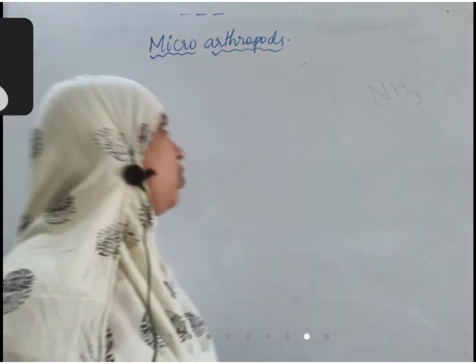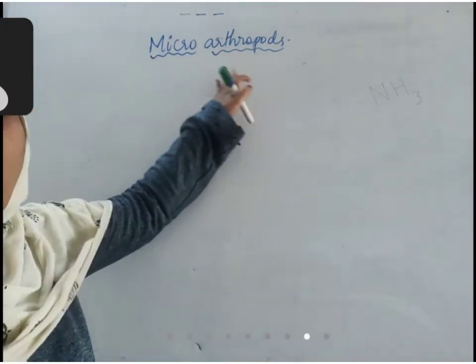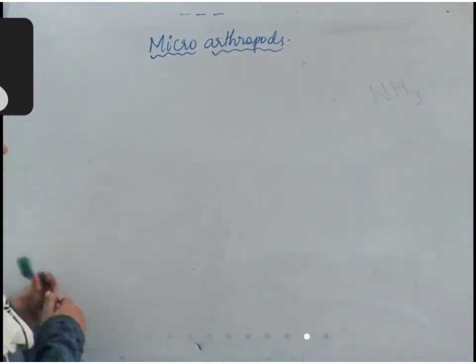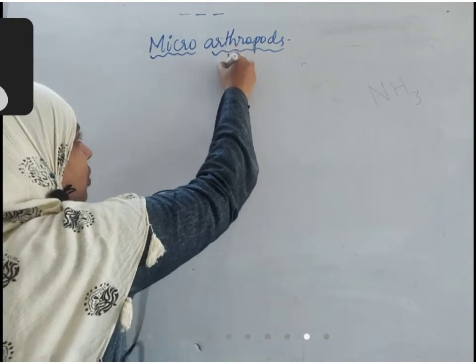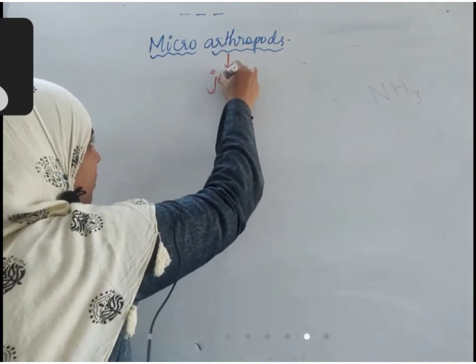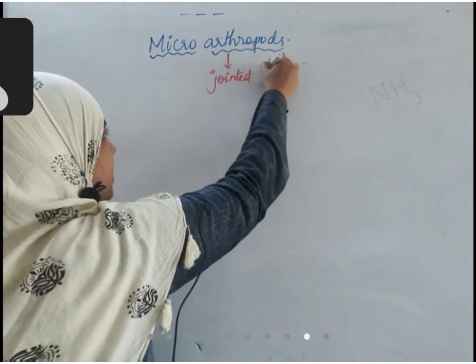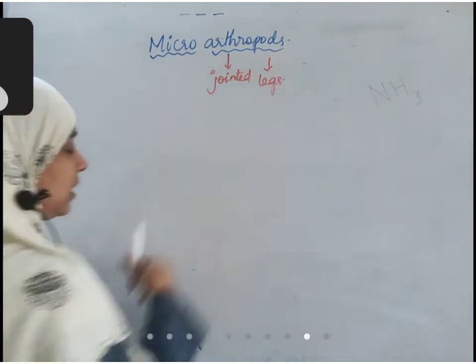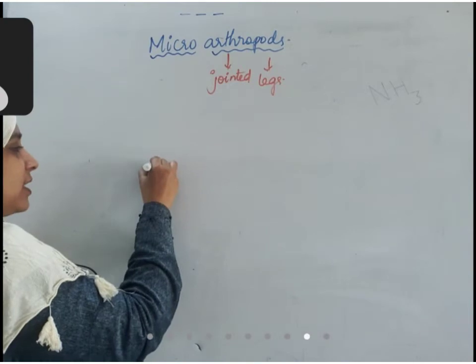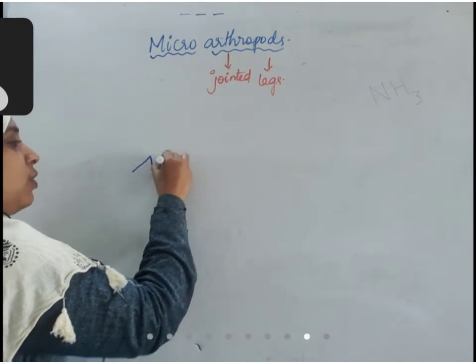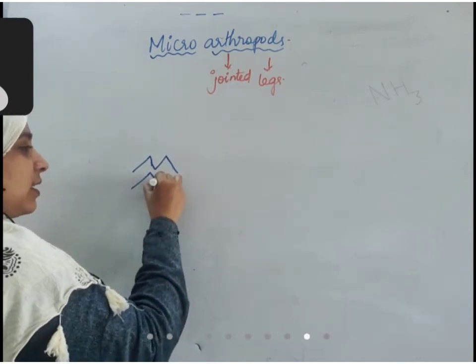So today our topic of discussion is microarthropods. Let me explain this term. Arthropod. Arthro means jointed. Pods means legs. The organisms which have jointed legs will be jointed like this.